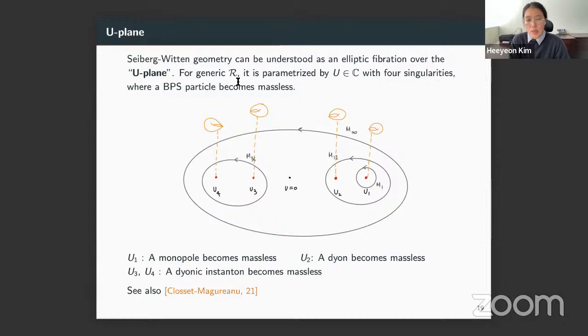And the Seiberg-Witten geometry can be understood as an elliptic fibration over what we can call the U-plane. For a generic value of this radius R, this U-plane is parameterized by, of course, this complex number U, but with four singularities here, where these elliptic curves become singular. And here is the point where one of the BPS particles that I just mentioned becomes massless. For example, in the limit R goes to zero, these two singularities, U3 and U4, are associated to the infinitely massive particles, so they are pulled away to infinity, and we recover the original U-plane geometry of the 4D N=2 pure super Yang-Mills. This structure has also been thoroughly studied in a recent paper.